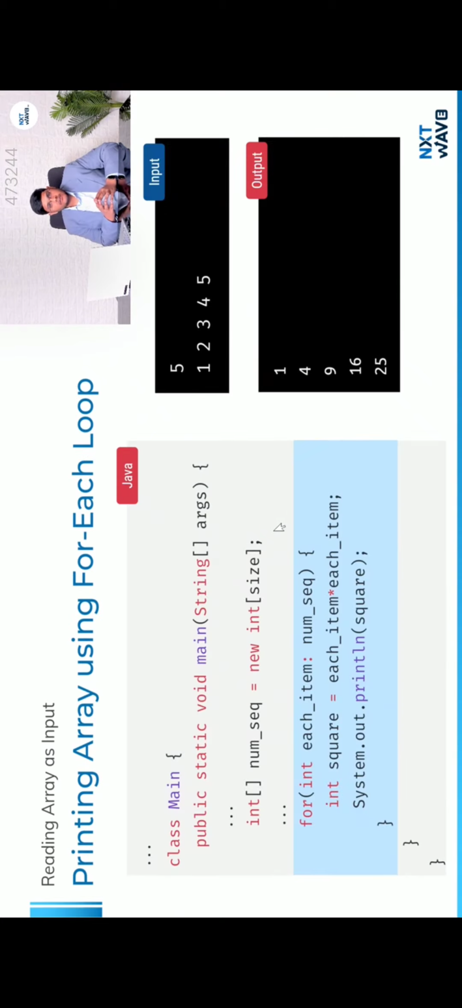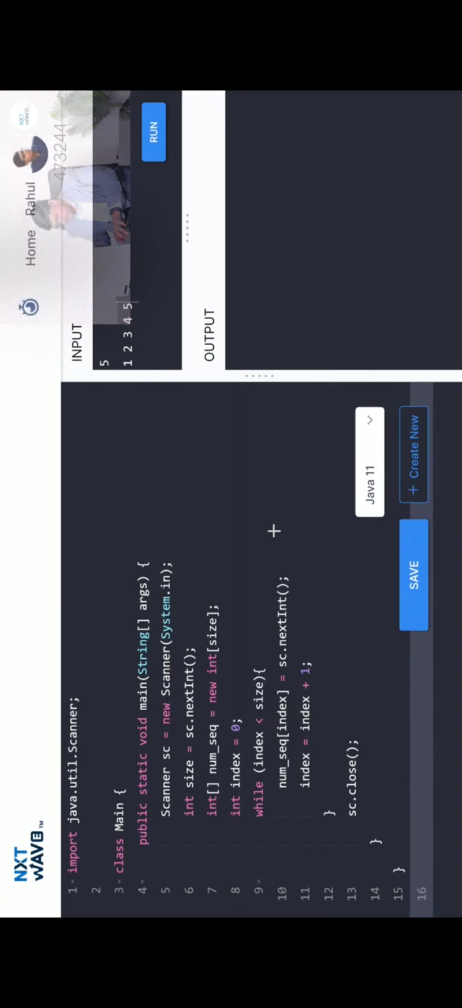For that, again, we need to traverse through the overall array, and for each item in that array, we need to compute the square of each number and print it as output. For this, we will use a for-each loop in Java. So for int each item, and we'll give the number sequence, and for each item we need to compute its square. The way we compute the square is each number multiplied by the same number, and whatever square value we compute, we will print it out as an output. Let's try it in the code playground.